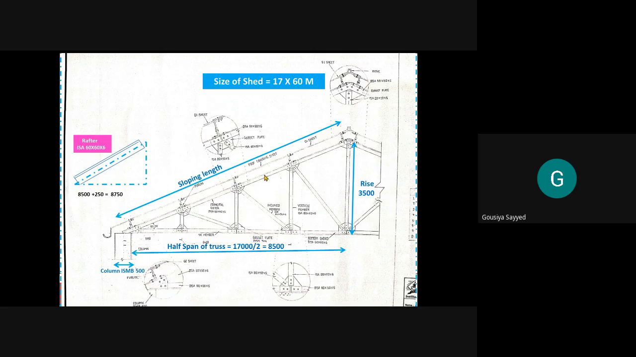This line is the rafter. The size is 60, so 30 mm above the center line and 30 mm below the center line. And what is the thickness of this angle section? 6 mm. So you have to show this thickness of 6 mm.